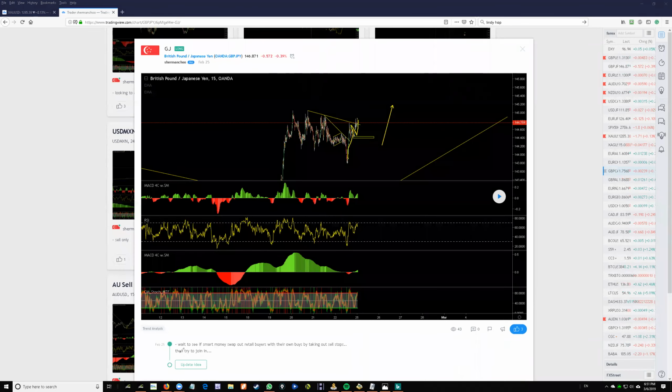So what I said here, wait to see smart money swap out retail buyers with their own buys by taking out sell stops. So if you were in a buy, you were on the right side, right? The buy is the right side. But you got to understand that price action can always come anywhere here in this zone, like 144 around these levels, before it actually goes up, right?